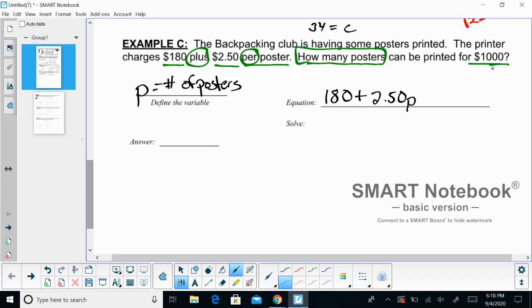Can be printed for $1,000. So I can spend $1,000. So I'm going to set my equation equal to 1,000. Here's our equation. Now we're going to go ahead and solve it.